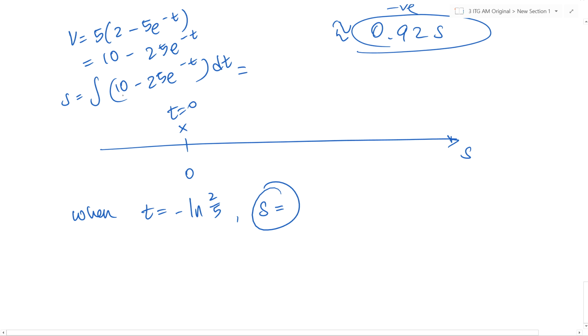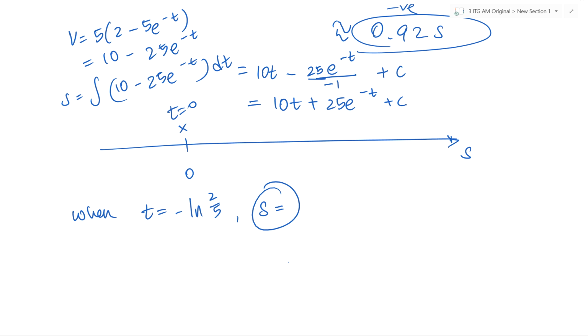Now from here, integrate 10t. Integrate negative 25e power negative t, just copy it down first, 25e power negative t divided by, differentiate the power. Okay? Then over here, we need to plus a constant c. Simplify this, we get 10t plus 25e power negative t plus c. This is our expression for displacement.